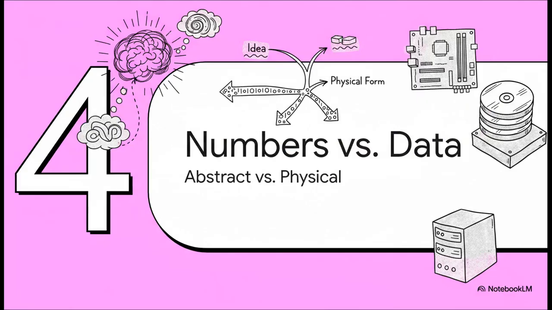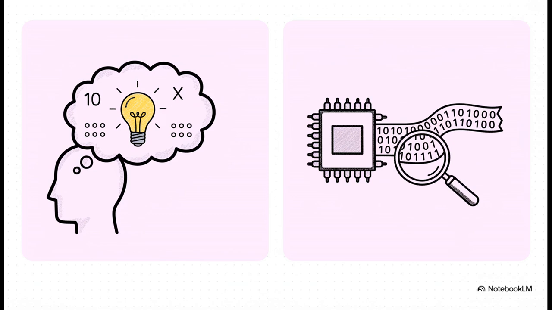So now that we kind of get how computers think about numbers, let's talk about how they store them. And this is where we have to make a really important distinction between an idea and its physical form. A number is just an abstract concept, right? The idea of 10 is the same whether you write it as 10, or the Roman numeral X, or even the word ten. But data is the physical thing itself. It's the raw sequence of bits and bytes sitting on your hard drive, and that data on its own has no meaning. It's just a bunch of marks until someone or some program decides how to read it.